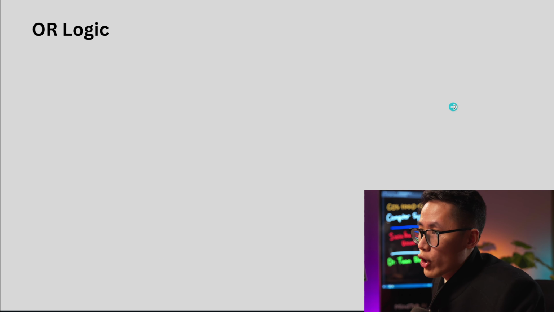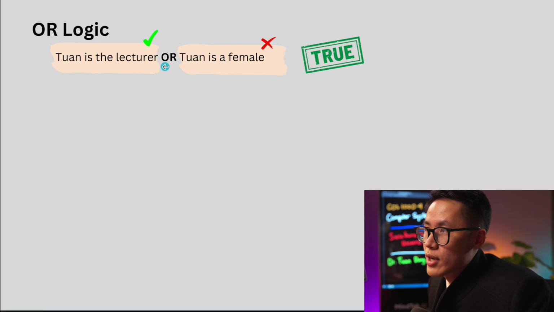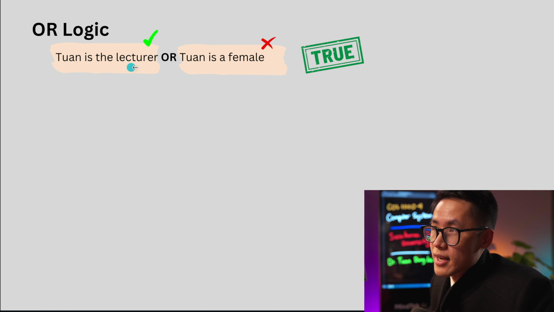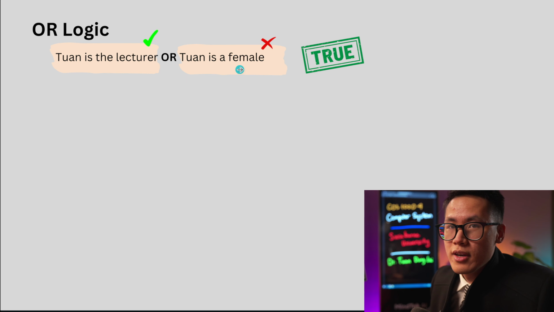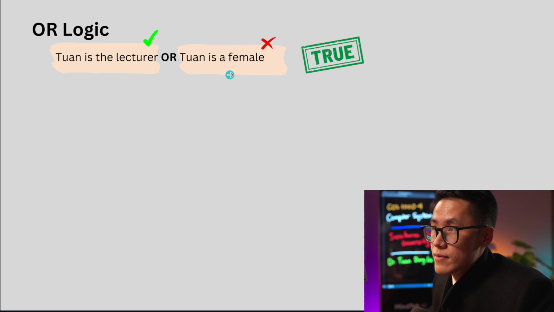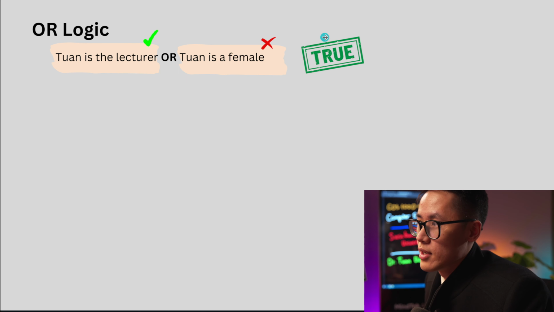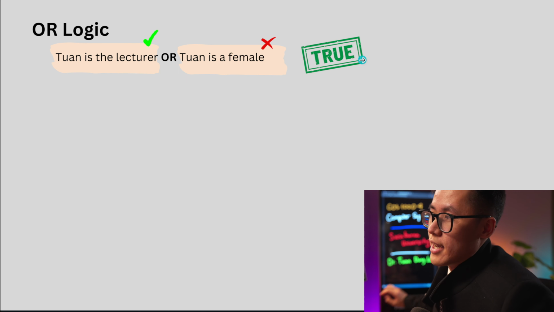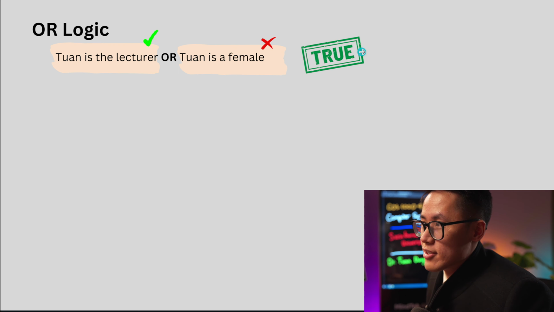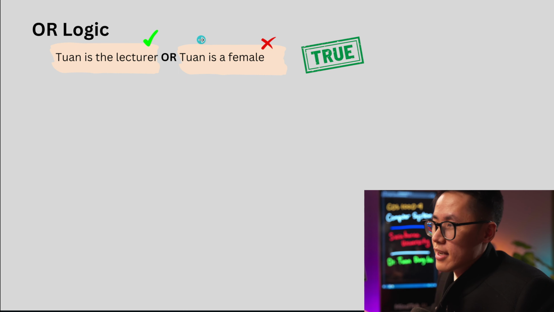Now let's have a look at the OR gates. Let's have a look at this expression. Tuan is a lecturer or Tuan is a female. Is it true or is it false? Okay, so someone tells you Tuan is a lecturer or Tuan is a female. This one is a true statement because one of the statements is true. Okay, so if you don't know why this is true, then I think it's just common logic. But yeah, I think you need to understand why this statement is true.